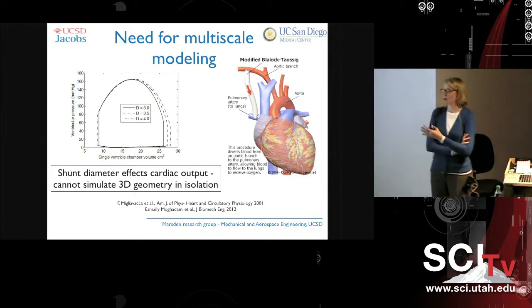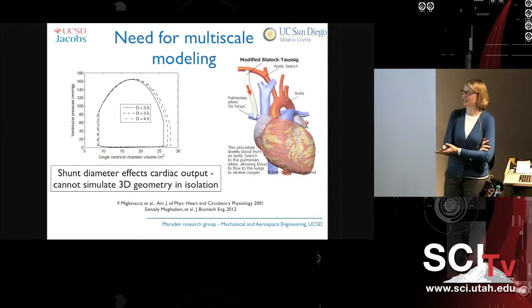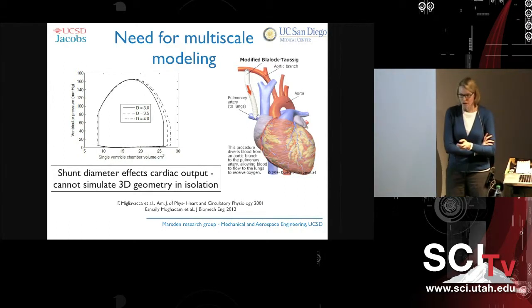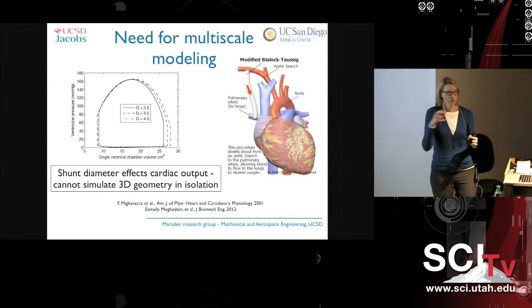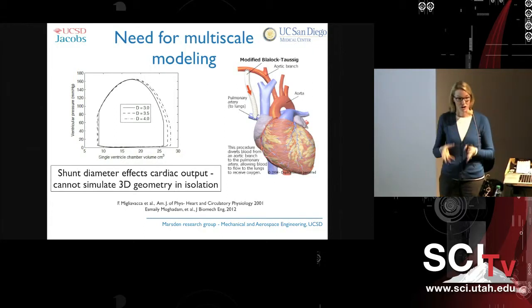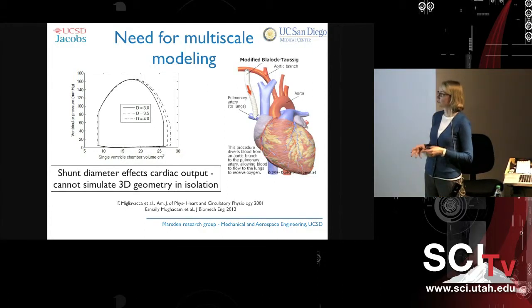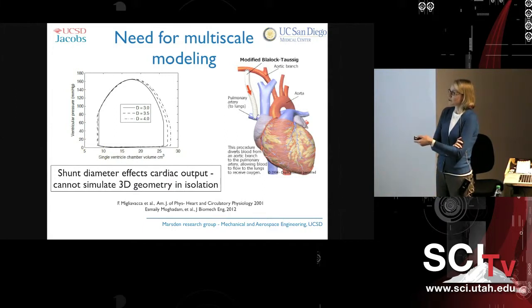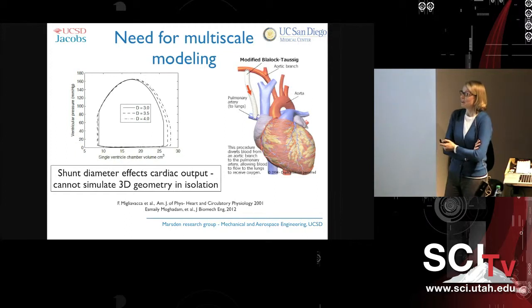And so you might be wondering, okay, why do we need to do this kind of multi-scale modeling? And this is a clinical example where having that feedback to the rest of the circulatory system is essential to correctly modeling this surgery. So this is the BT shunt that I showed you before. The surgeon goes in and puts in a shunt connecting the brachiocephalic artery to the pulmonary arteries. So essentially we're stealing flow, red flow from the systemic side and sending it to the lungs.